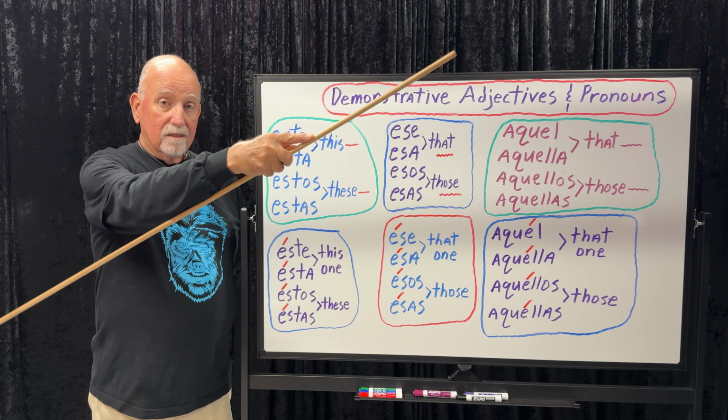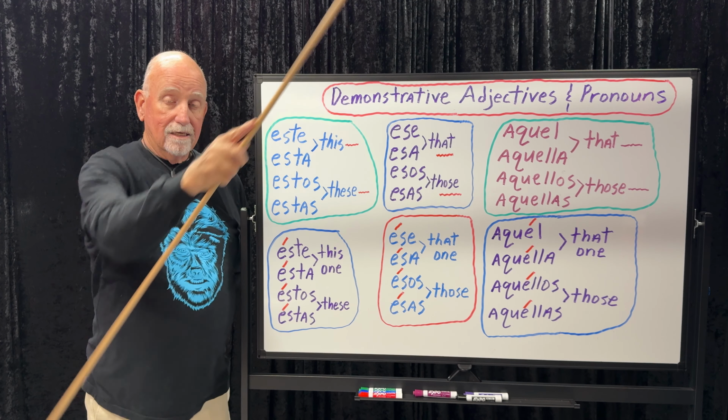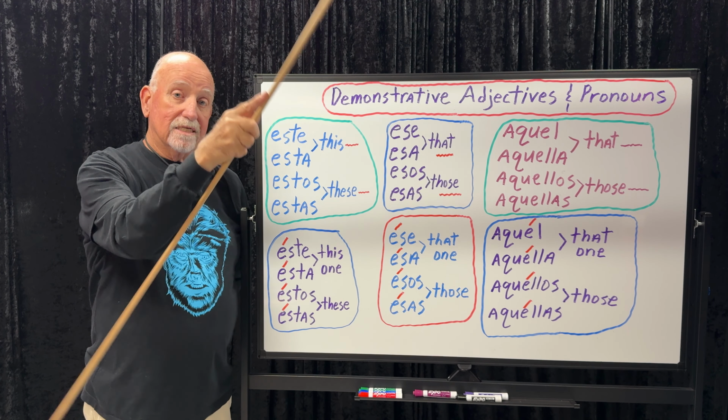The one down at the end of the street, I would say aquella casa. Aquella means further away, distant, okay?